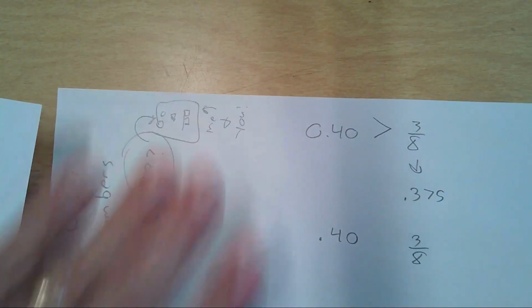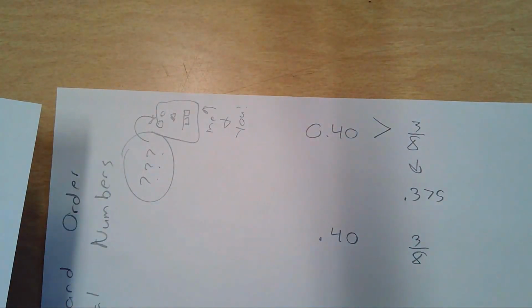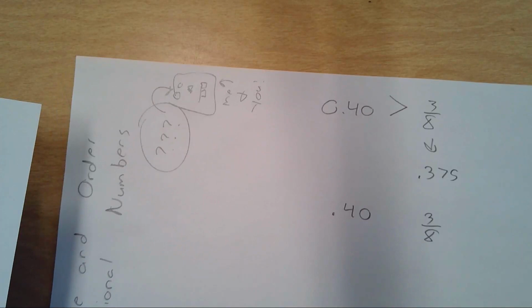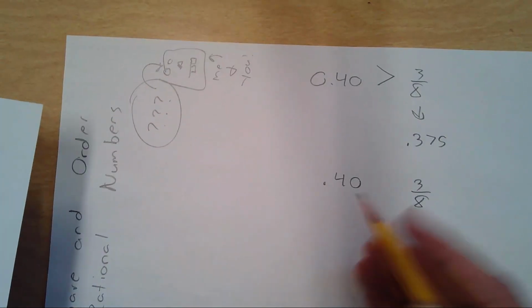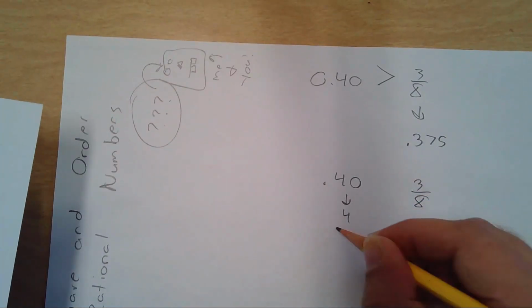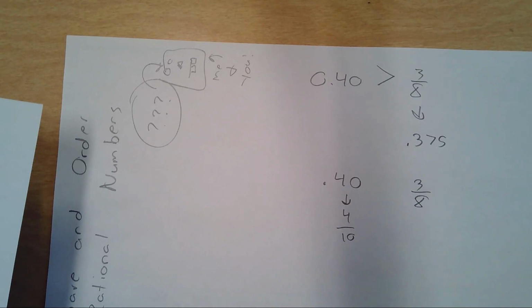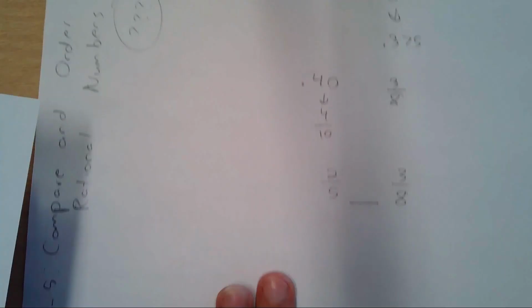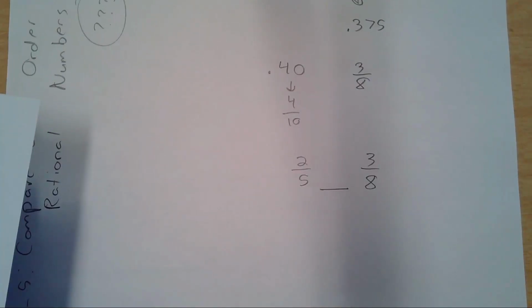But I could go the other way with this too. All right? So what's this as a fraction? This is 4/10, right? Simplified, 2/5. So I have 2/5 on this side, 3/8 on this side. So how do I compare those? Two different strategies you could consider.